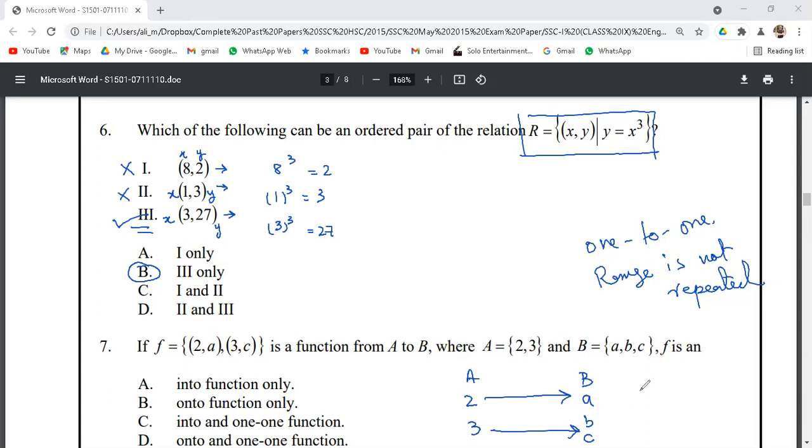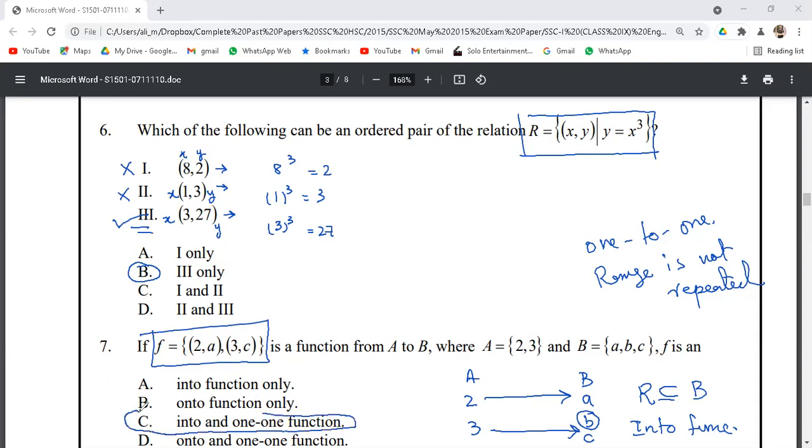साथ साथ एक और चीज अगर हम देखें, so our range is the subset of our set B. दिस मीन्स कि हमारी रेंज बी के बराबर नहीं है बल्कि सेट बी का सबसेट है। एक एलिमेंट है जो कि रिमेनिंग है जो कि यूज नहीं हो रहा। इस तरह का फंक्शन इनटू फंक्शन कहलाता है। तो हमारा जो फंक्शन है f is equal to 2 to a and 3 to c, this is a one-to-one function as well as into function. So our correct option is option C, into function and one-to-one function.